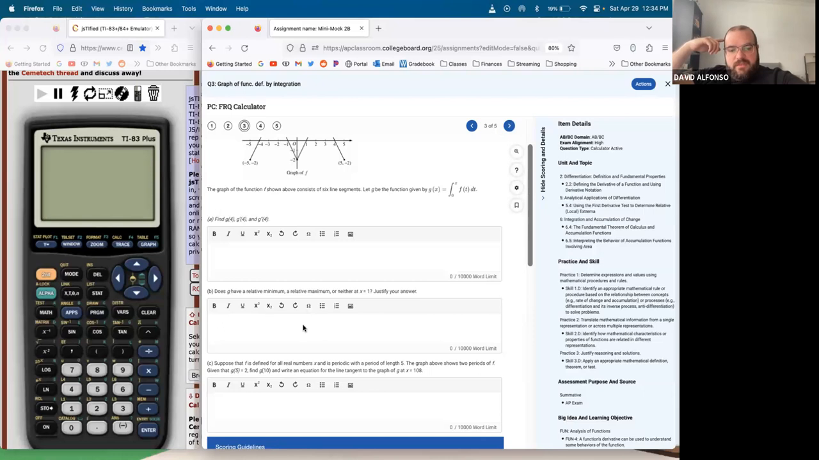Okay, last question here. Suppose that f is defined for all real numbers x and is periodic with a period of length 5. The graph above shows 2 periods of f.